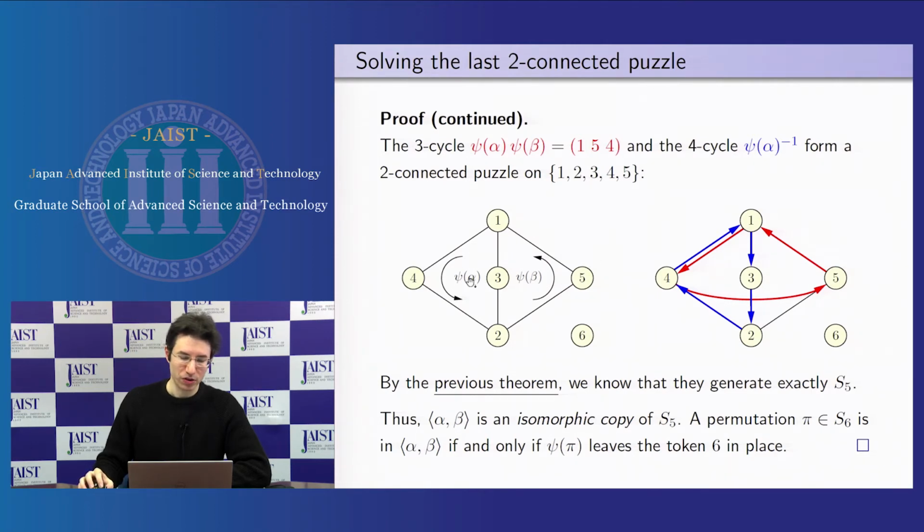Yes, because with these two cycles, we can create these red and blue ones, like we show here. And these two together form a two-connected puzzle on 1, 2, 5. And for this two-connected puzzle, we already have a solution. So indeed, we can generate all of S5. What we generate in this 4-4 two-connected puzzle is an isomorphic copy of S5, which is not a trivial one. It's an isomorphic copy of S5 that permutes all the elements from 1 to 6. It's a non-transitive copy of S5, which exists only because we are in S6. It doesn't exist in any other symmetric group.